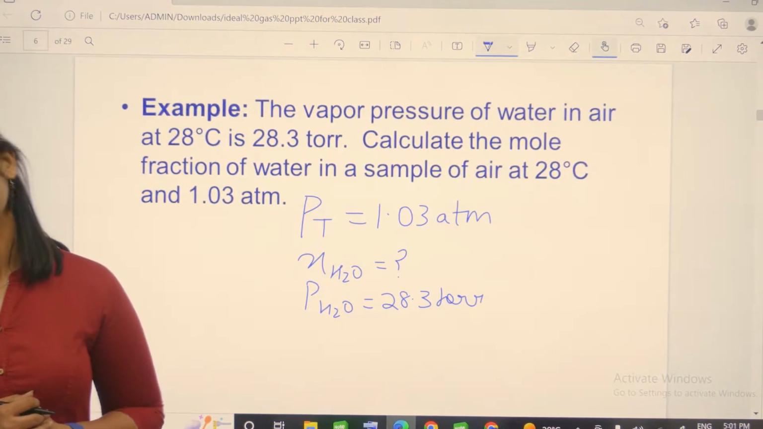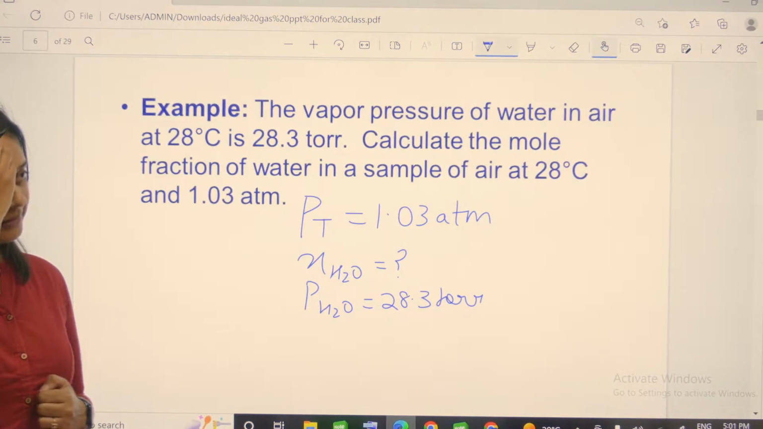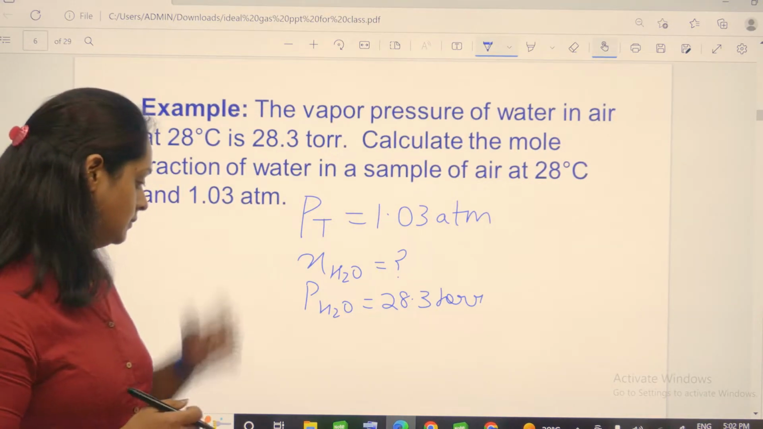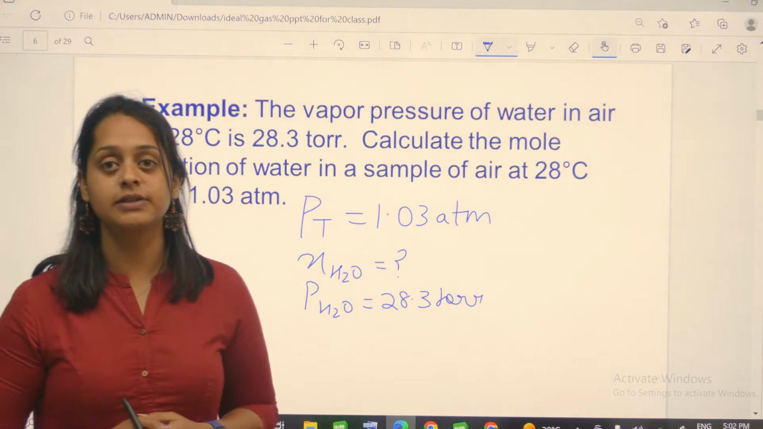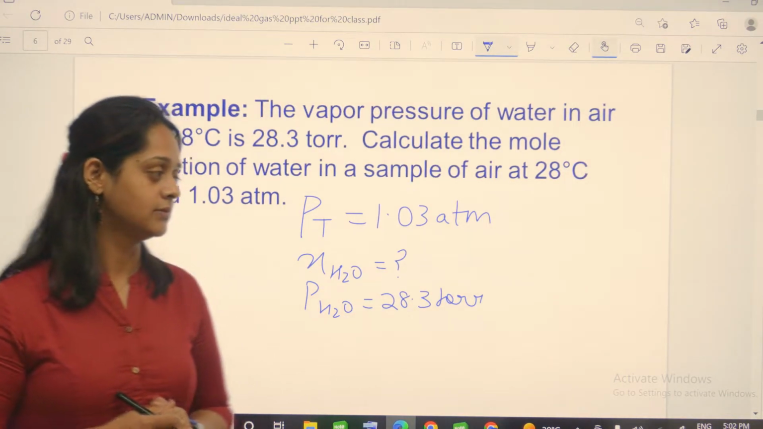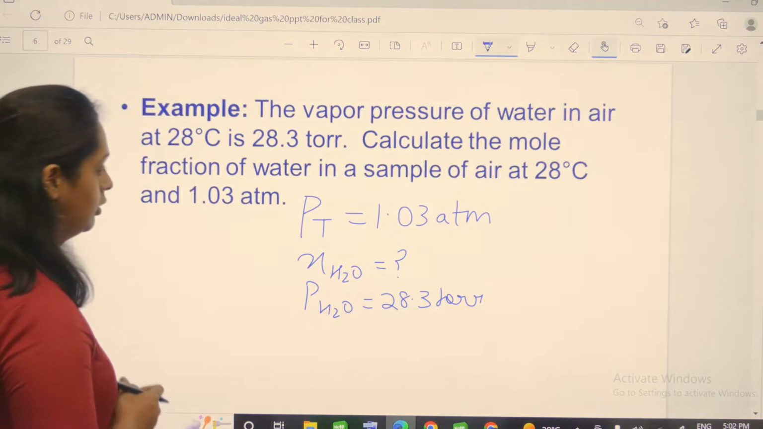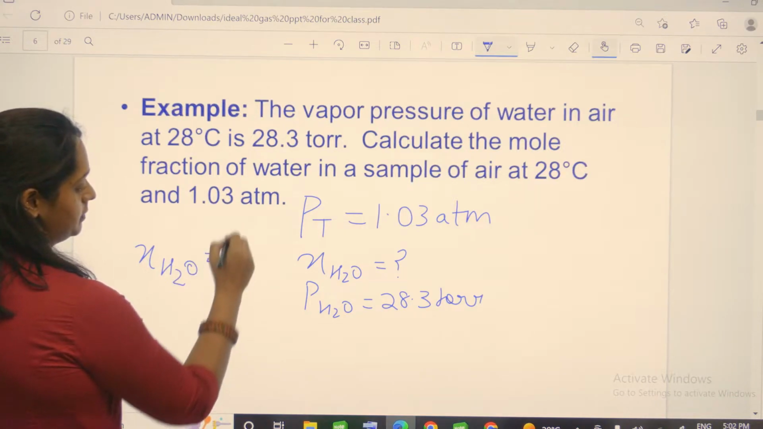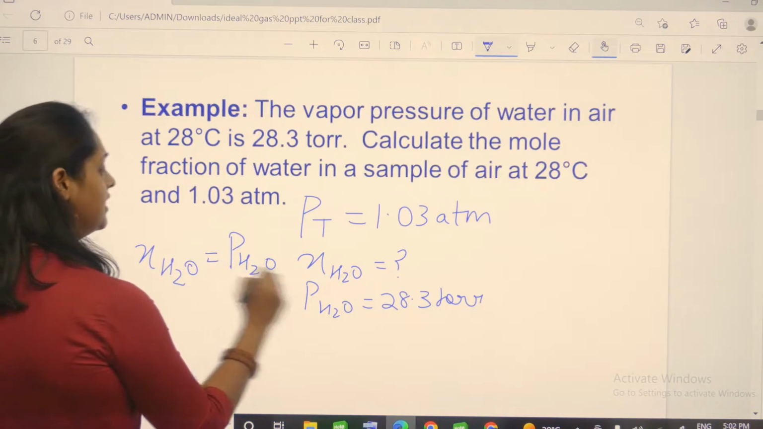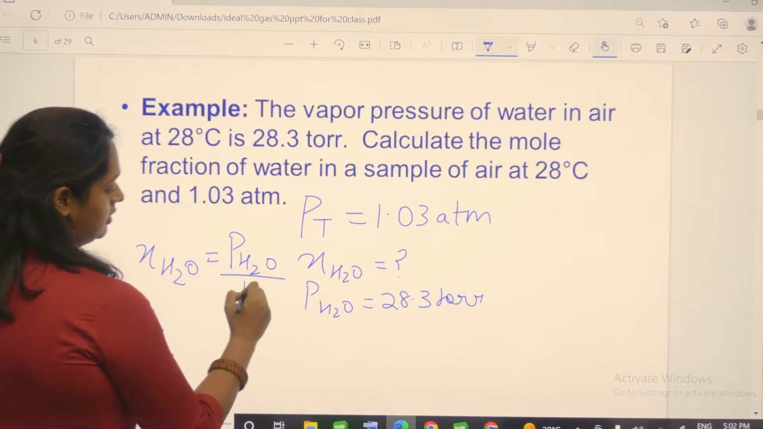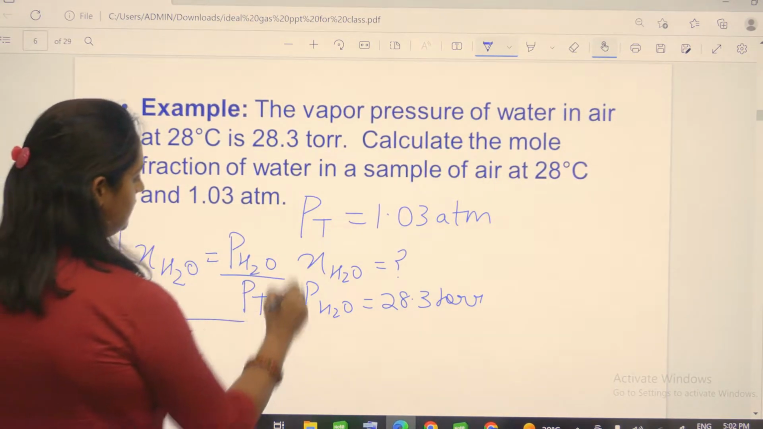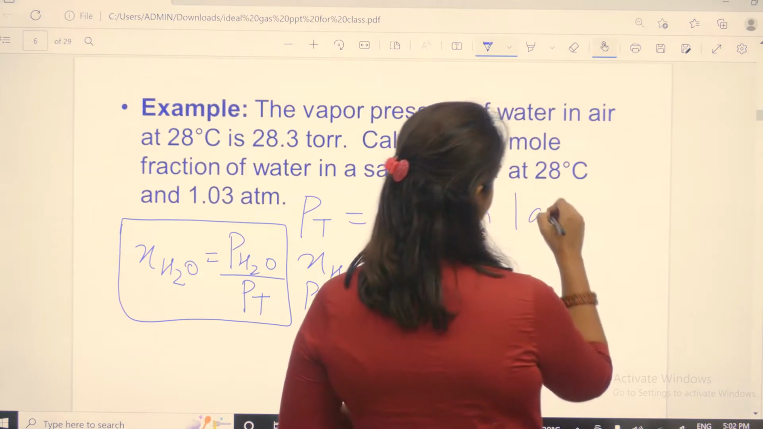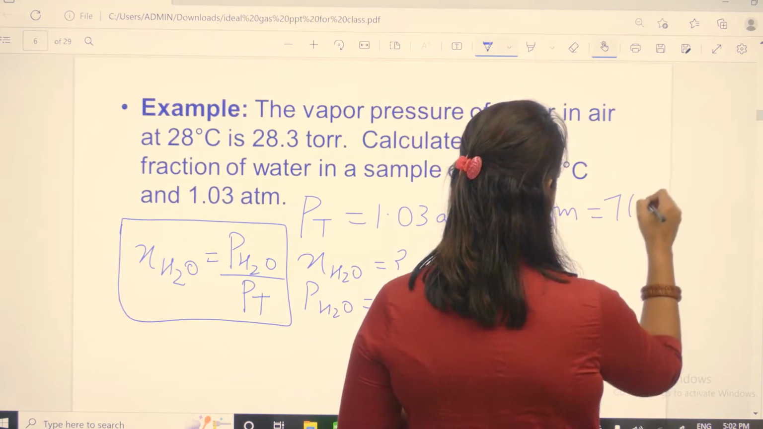Karan, did you understand how we do it? What is the formula to be used, Karan? PV is equal to nRT. No. Chi of water is equal to the pressure of water over the total pressure. Convert atmospheric pressure into torr, or any way whichever is comfortable to you. This is the formula which we are going to use over here. And 1 atm is equal to 760 torr.